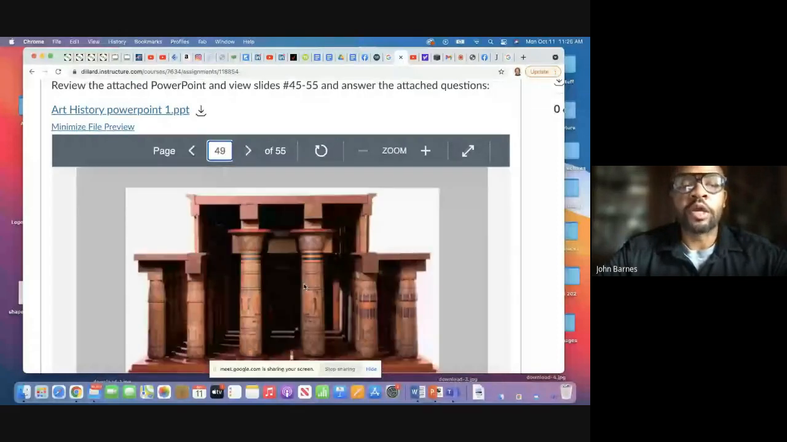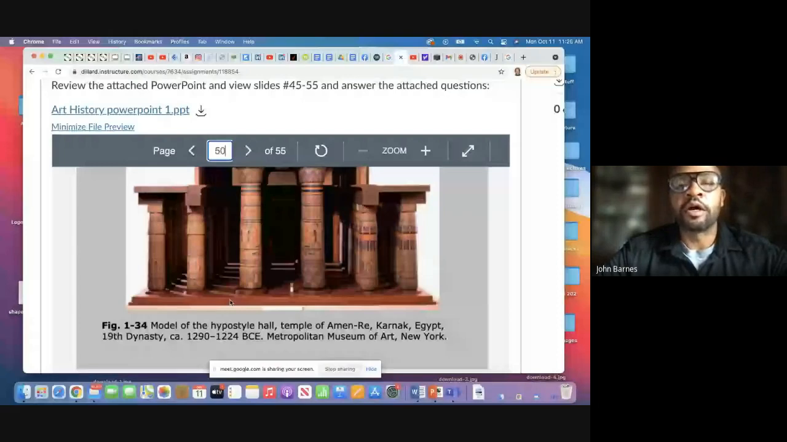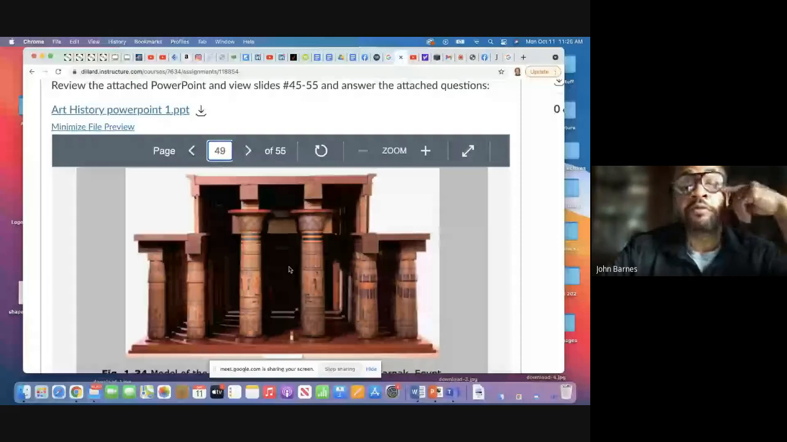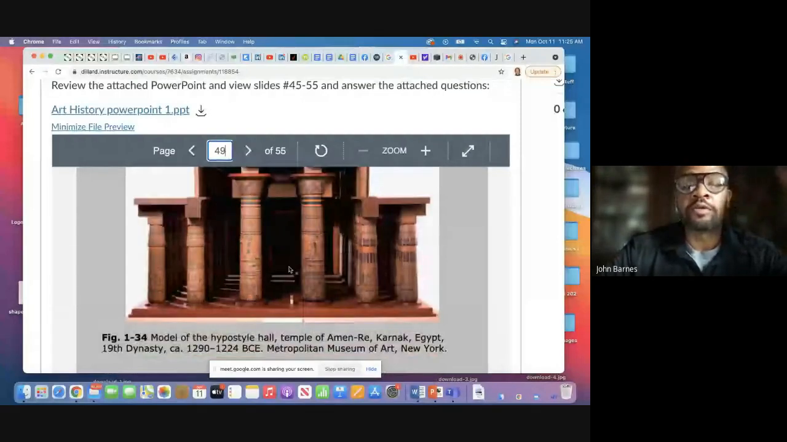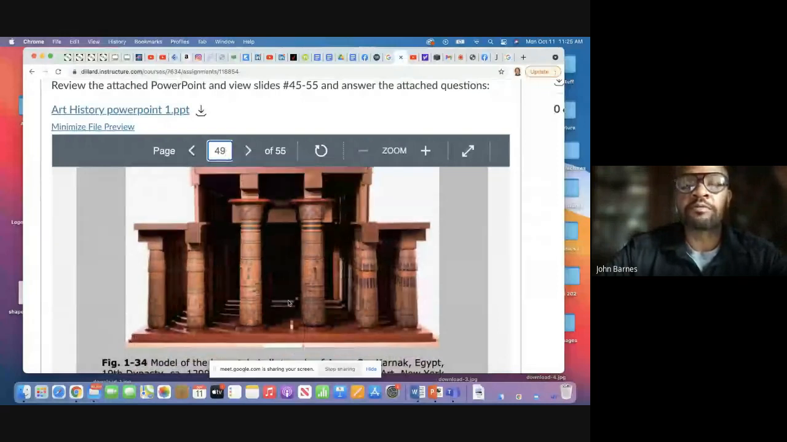So you have the religious centers of Egyptian life were Karnak and Luxor. So they had these massive spaces that people would gather in to do rituals and worship various gods.